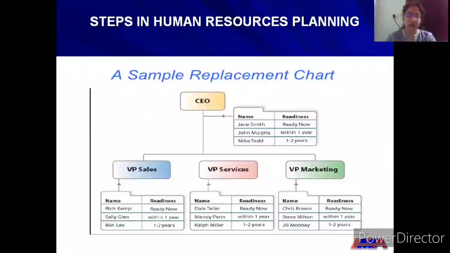So in the event of the position becoming vacant now or in the future, within 1 year, this person will be in a position to occupy the position of a CEO. And similarly, it is for Mike Todd. So the same representation has been done for the Vice President of Sales, Vice President of Services, and Vice President of Marketing. So the names corresponding to VP Sales are those people who will be eligible for the VP Sales position in case it becomes vacant.